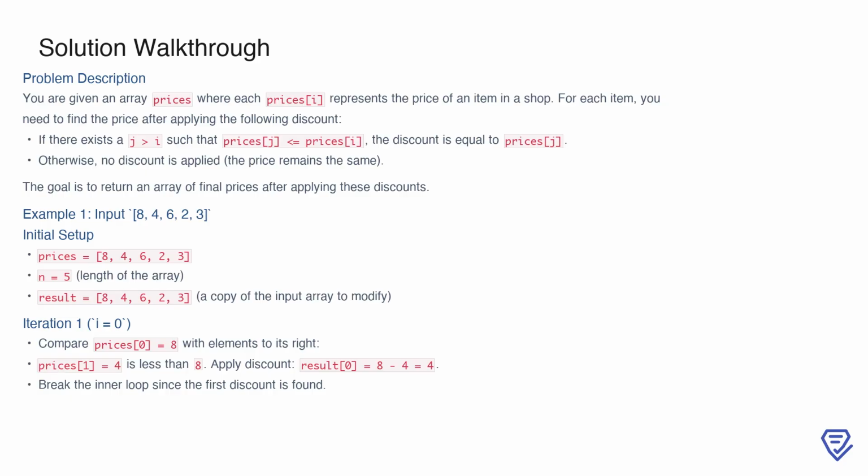To illustrate, consider the example input 8, 4, 6, 2, 3. The array length is 5, so we initialize a result array as a copy of the input. Starting with the first item, prices[0] equals 8, we compare it with the prices to its right. The first value we encounter that is less than or equal to 8 is prices[1] equals 4. Applying this discount, we update result[0] to 4. Once a discount is applied, we stop checking further elements for this item.